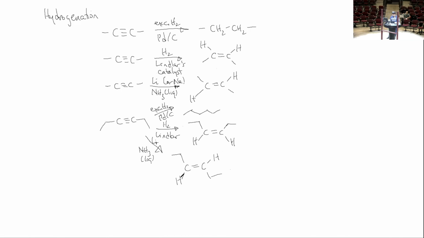So, this is basically it for that. But yeah, those are the reduction reactions of alkynes. You can get either the alkane or the cis alkene or the trans alkene. And the way you know which you get is by the reagents you used. Yes?